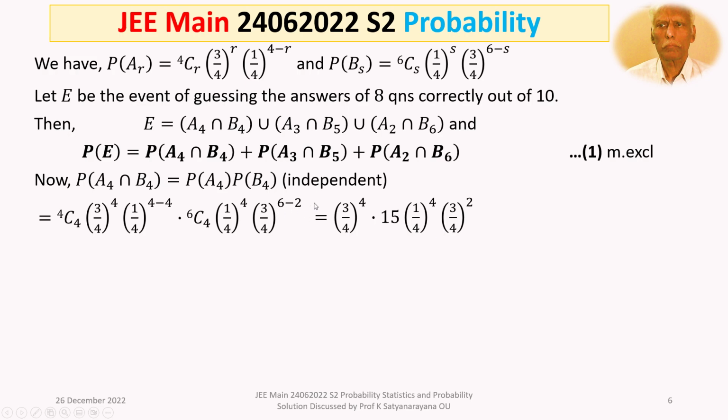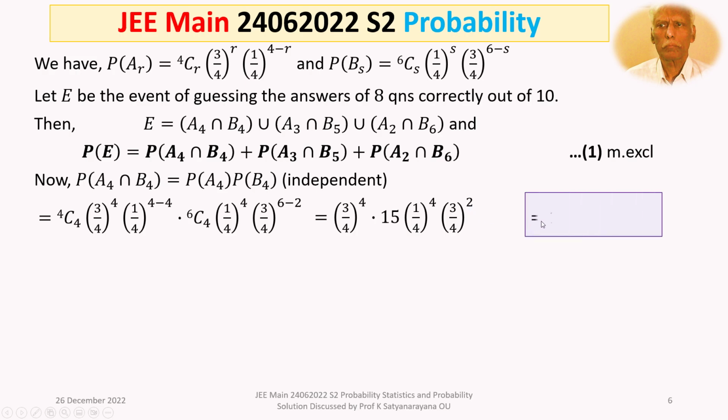6 minus 4 is 2. It's not 2, it is 6 minus 4. 6 minus 4, that is (3/4) to the power square. Now 4C4 is 1. (3/4)^4, correct, into (1/4)^(4-4), means (1/4)^0, which is 1, into 6C4, that is 6C2, is 15, (1/4)^4, right, into (3/4)^(6-4), and that is (3/4)^2.